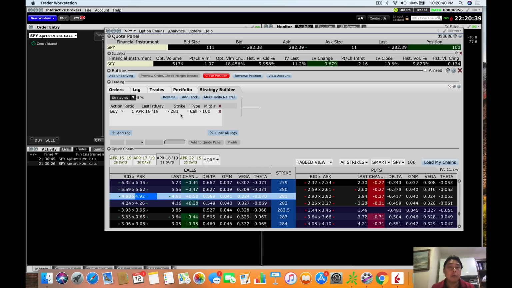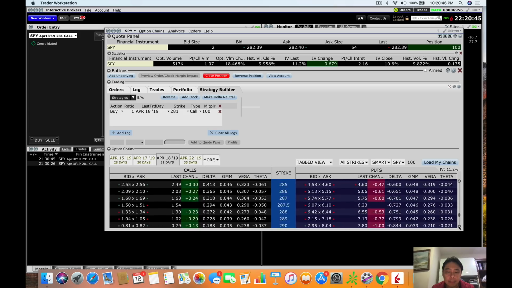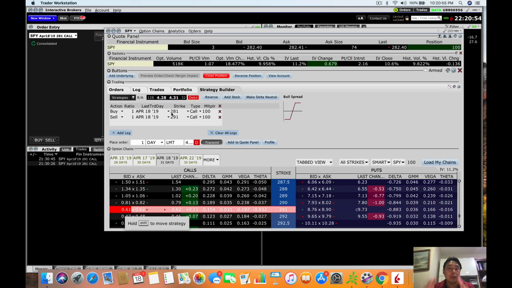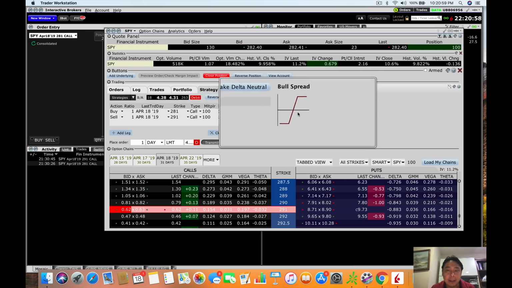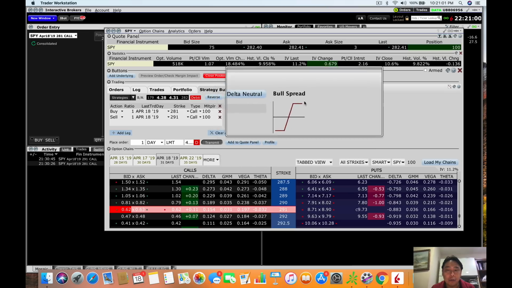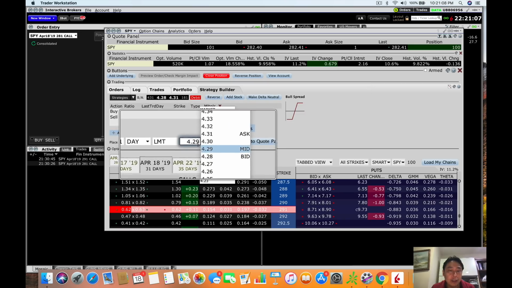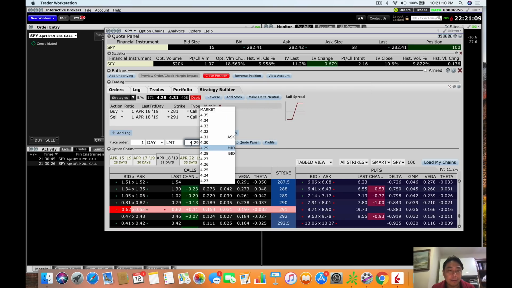All right. And then going to sell the 291 call. So go to 291. There, 291, right? Sell this one. So click on bid for sell. Boom, there it's there. So you can see it combines it together as a strategy and shows you basically the risk to return graph. Just like Think or Swim, similar, right? And you can see the current cost of the spread is 429, right?